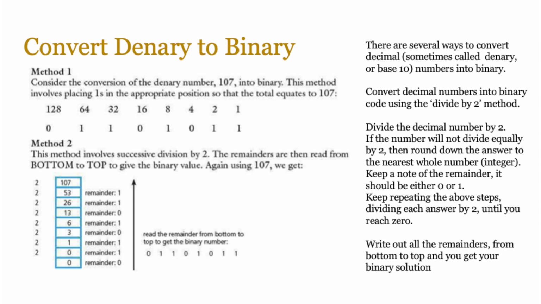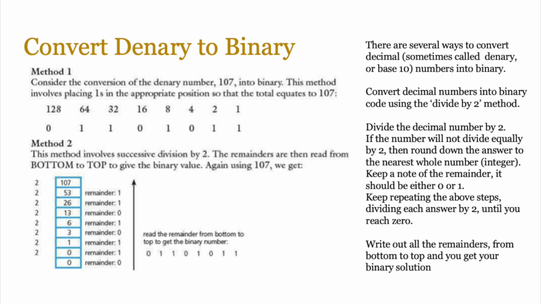Then 26 is divided by 2 again, which gives us 13. Now this time it goes fully into 26, therefore there's no remainder. So we write remainder 0. 13 divided by 2 gives us 2 times 6 is 12, remainder 1. We write that down. 6 divided by 2 is 3, remainder 0. We write that down. And 3 divided by 2 is basically 1, remainder 1. We write that down and we carry on until we reach 0. We then write these remainders from bottom to top. So it becomes 0, 1, 1, 0, 1, 0, 1, 1. And that is the same as the number we got using method 1.